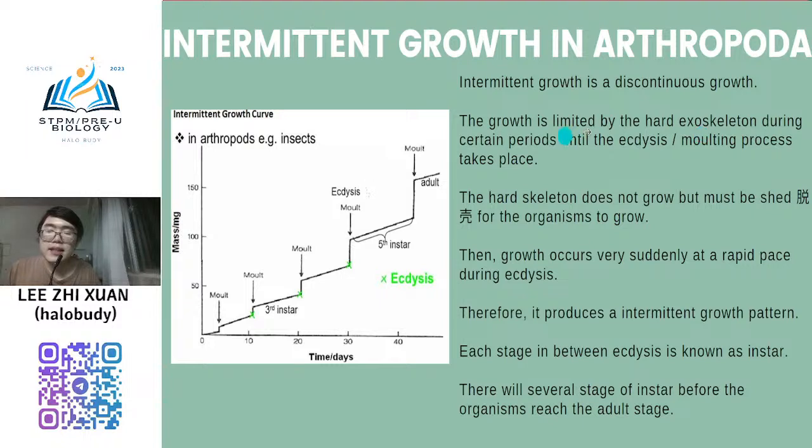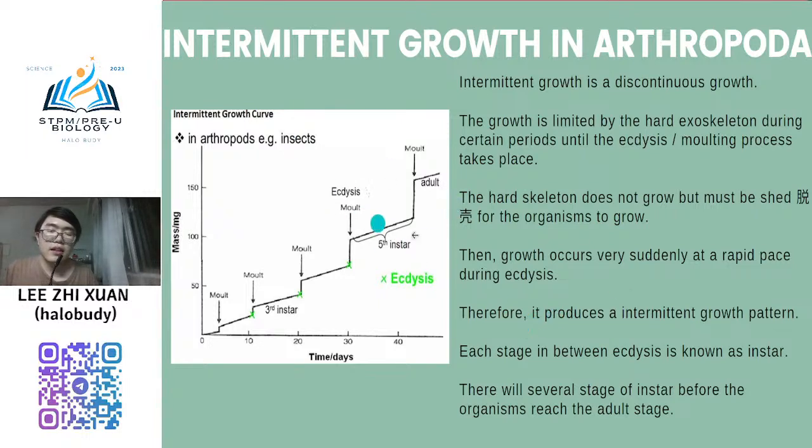Because the hard shell covers the body, they cannot increase their size like humans. They have a covering on their body, so they cannot simply increase in size. The only time growth can occur is during the ecdysis or molting process. When the ecdysis process takes place, the growth will increase immediately. So the hard skeleton does not grow but must be shed for the organism to grow. When ecdysis starts, they remove the hard skeleton so the organism can start to grow. The growth will occur very suddenly at a rapid pace during ecdysis, so they produce the intermittent growth pattern.